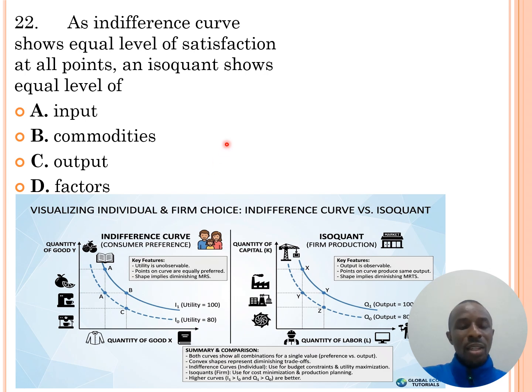And indifference curve shows equal level of satisfaction at all points, that's for the consumer, as you have here. And isoquant shows equal level of output, that's option C. So it means indifference curve is for the consumer, while isoquant is for the producer.